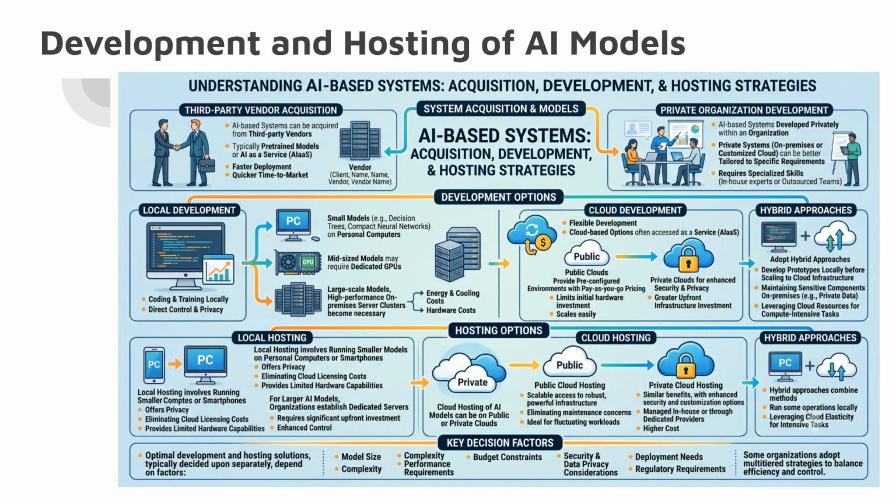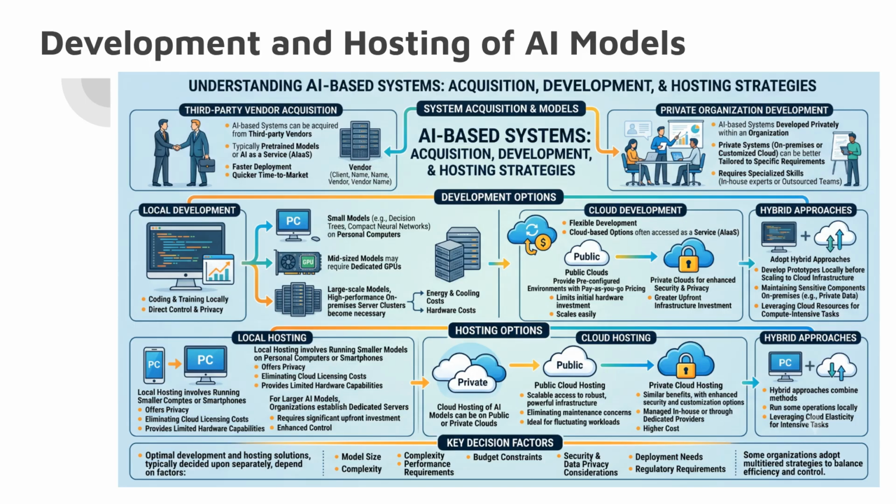Cloud hosting of AI models can be on public or private clouds. Public cloud services provide scalable access to robust, powerful infrastructure, eliminating maintenance concerns and making them ideal for fluctuating workloads. Private clouds offer similar benefits, with enhanced security and customization options, and are either managed in-house or through dedicated providers, albeit at a higher cost. Hybrid approaches combine these methods, allowing organizations to run some operations locally while leveraging cloud elasticity for intensive tasks.